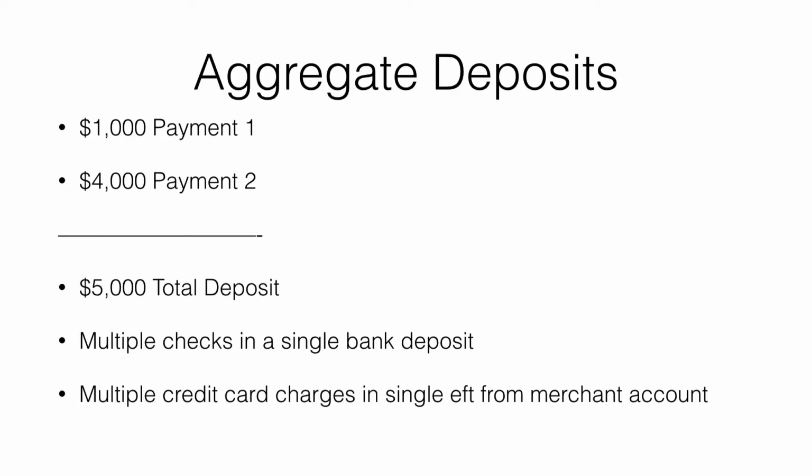The other place you'll see this is with merchant card accounts. To walk through this transaction differently, client 1 gave us a $1,000 payment on a credit card and client 2 gave us a $4,000 payment on a credit card. At the end of the day, the merchant account processor will transfer $5,000 to the firm checking account via EFT.